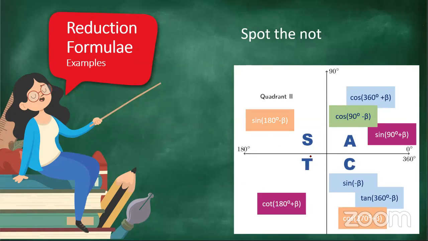Right, guys. So this is a small, quick example because I know that you've touched on reduction formula in grade 10. What I'm asking us to do here as a class is spot the knot. I've basically put different examples into the different quadrants. And I like to do this exercise with you guys.